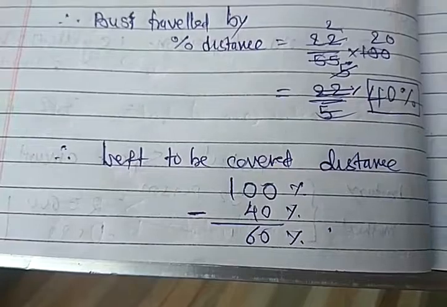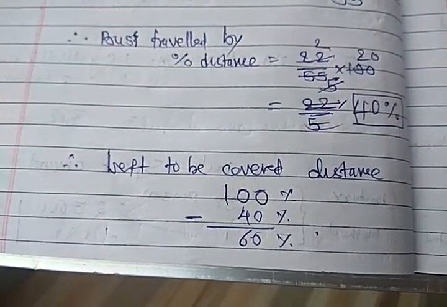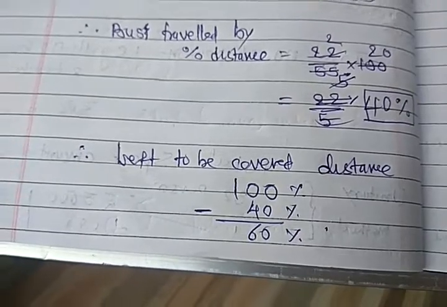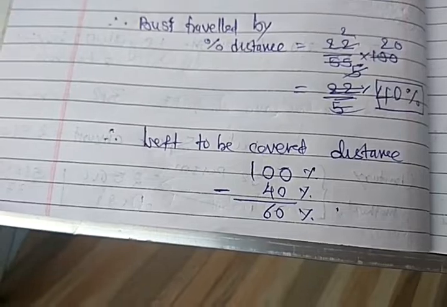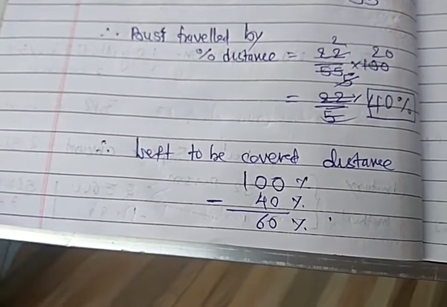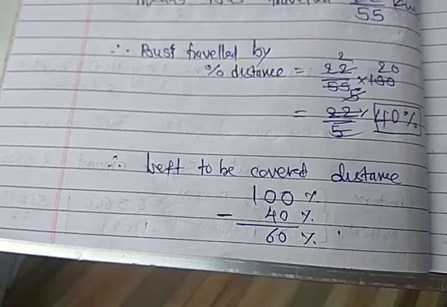Then how much distance is left to be covered? So the total percentage 100 minus 40 percent. It means 60 percent is still left. So here is also the answer of this third one.